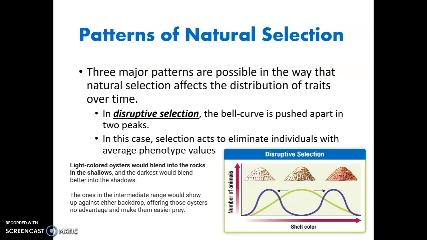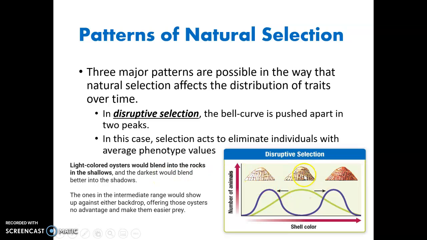The one that your book talks about is light color oyster shells. So the color of the shell was dependent on whether they would survive or not. And that is because the light color oysters would blend into the rocks in the shallows, and the darkest would blend better into the shadows. Okay? So now we have the light color oyster who's like, yo, I can blend into the rocks. And then you have the darkest oysters that are like, yo, I can hide and blend into the shadows.